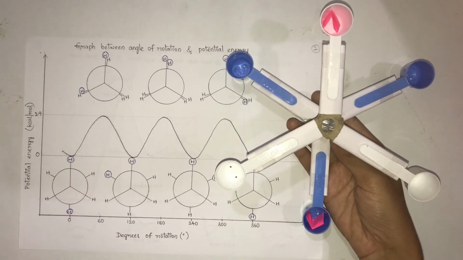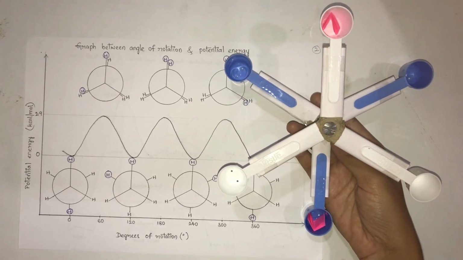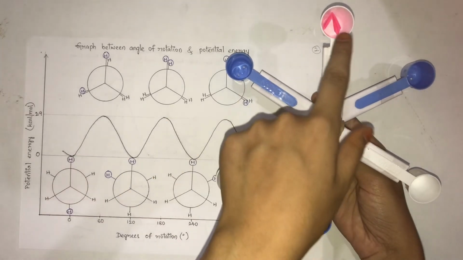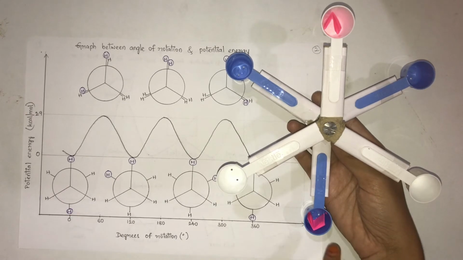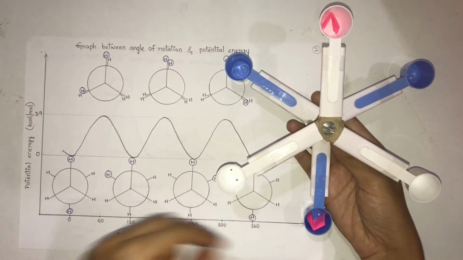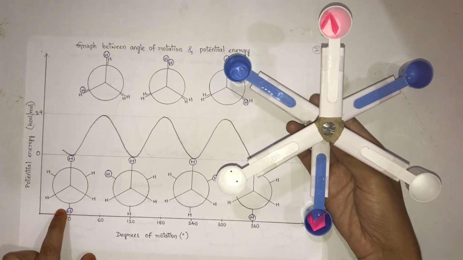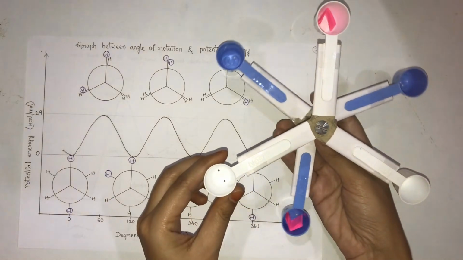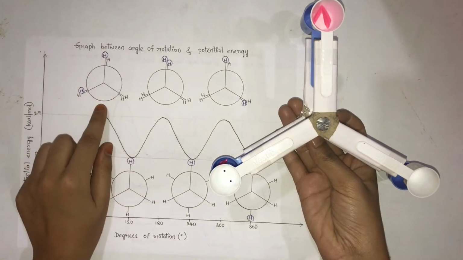Consider this as an ethane molecule where I want to show the environment of each hydrogen. This hydrogen is this one. The second carbon's hydrogen is this one. Both are apart from each other at 180 degrees. So this is this form. Again, when the back carbon is rotated by 60 degrees, we will get eclipsed form.